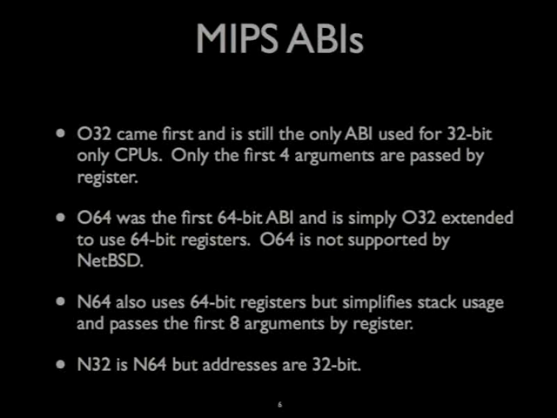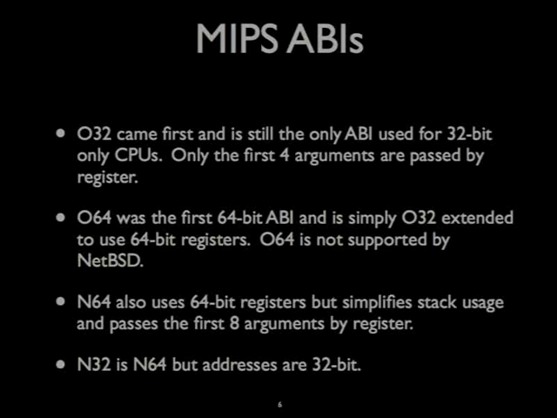Since memory access turns out to be something that can lead to a significant increase in speed, they came out with the N64 ABI, which changes the layout, but it allows you to pass 8 arguments rather than 4. It also cleans up the stack usage.